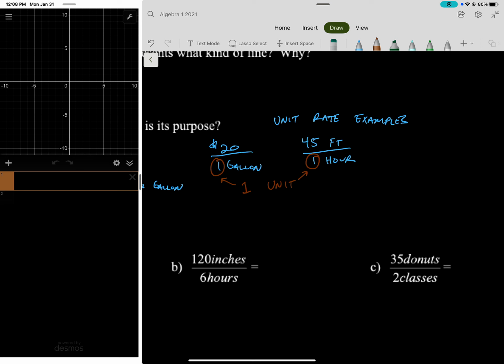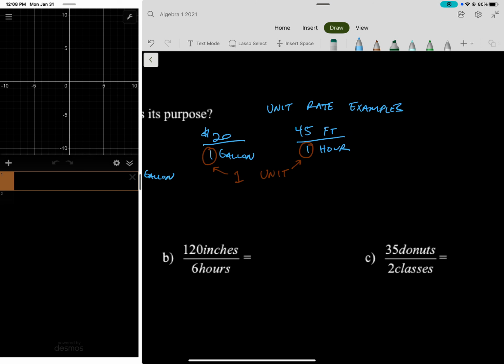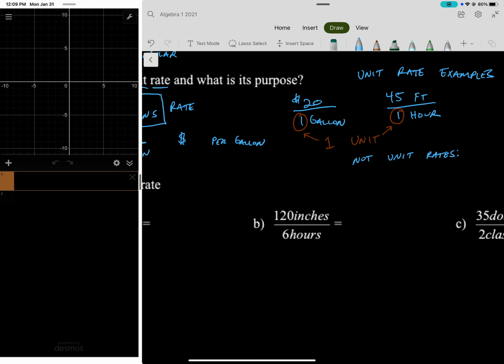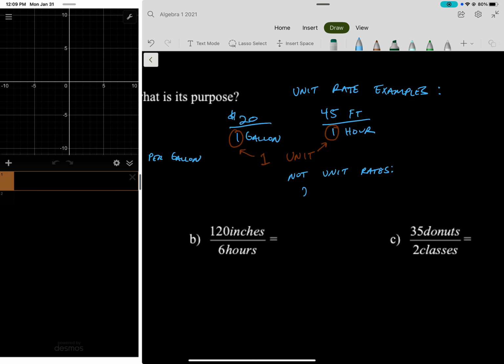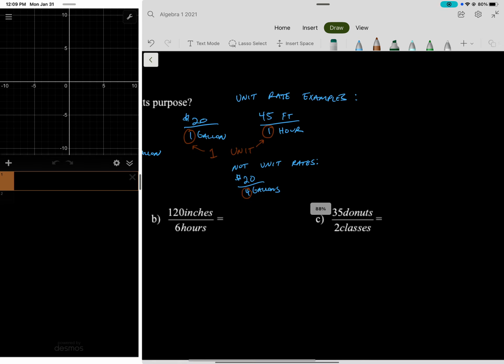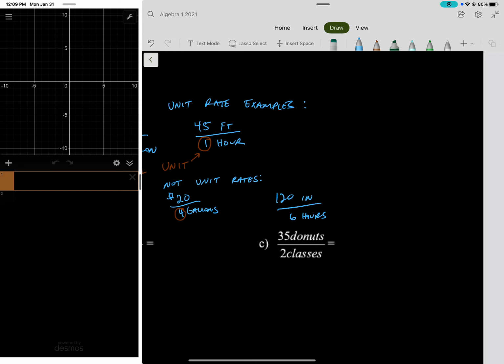Some examples of not unit rates are like the ones we have below here. I'll just use these. $20 for 4 gallons. It's because this is not just 1. A unit rate is only when the denominator is 1. We have 120 inches for 6 hours. All right, so that's what a unit rate is. The denominator is 1. And what's its purpose?